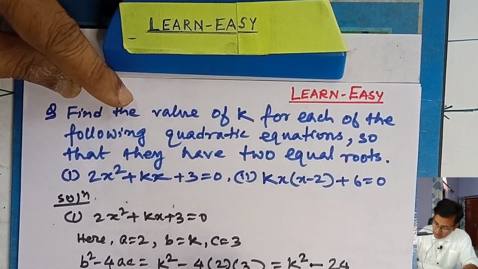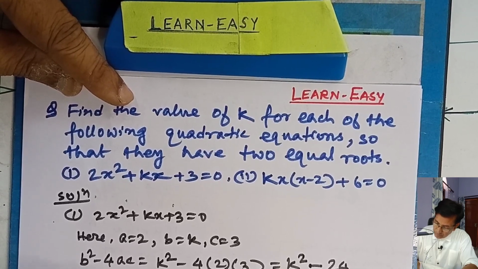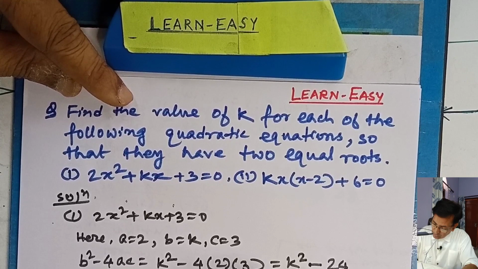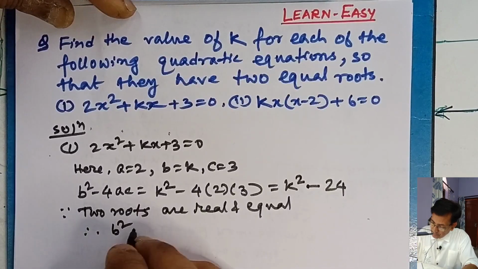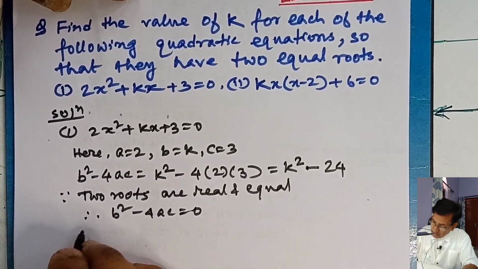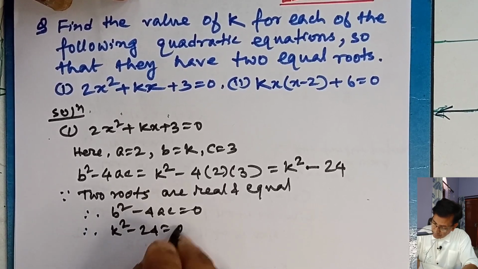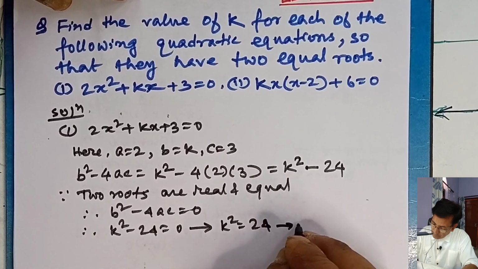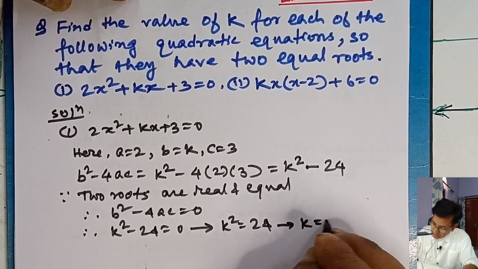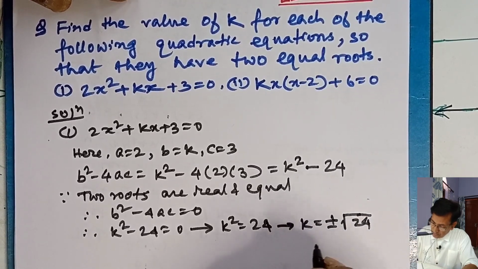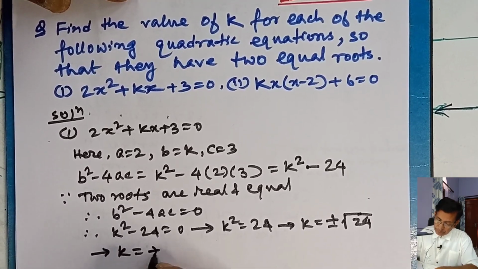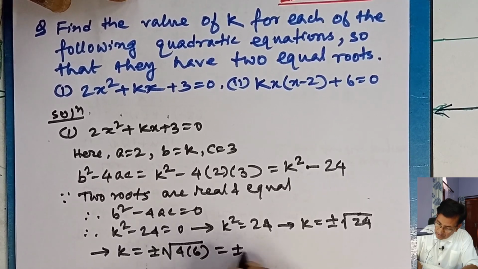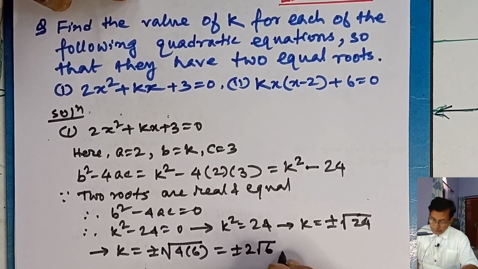They have two equal roots. Since the roots are real and equal, therefore b square minus 4ac is equal to 0. So k square minus 24 is equal to 0, or k square is equal to 24, or k is equal to plus minus root 24, or k is equal to plus minus 2 root 6. This is the answer.